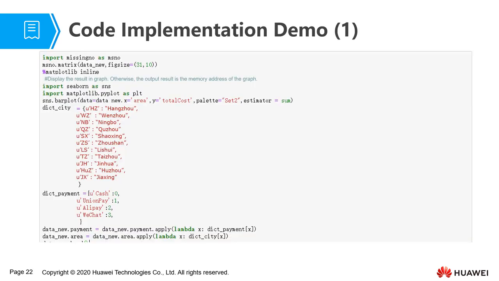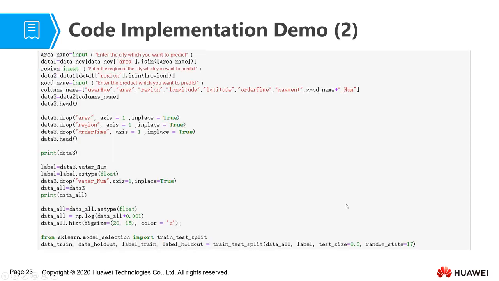Next, let's look at the code. First, import the missingno function to check whether there are missing values. After confirming that there is no missing value, we will use the Seaborn package to draw the data to get an intuitive view. Then we can replace the abbreviations of cities. For example, replace HZ and WZ with Hangzhou and Wenzhou respectively, and replace the payment method with numeric values such as 0, 1, 2, 3. The apply function is used to replace the values.